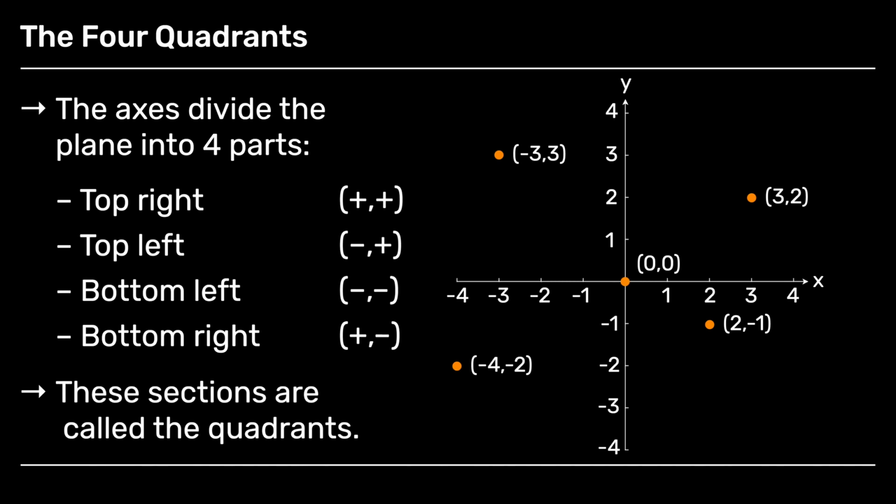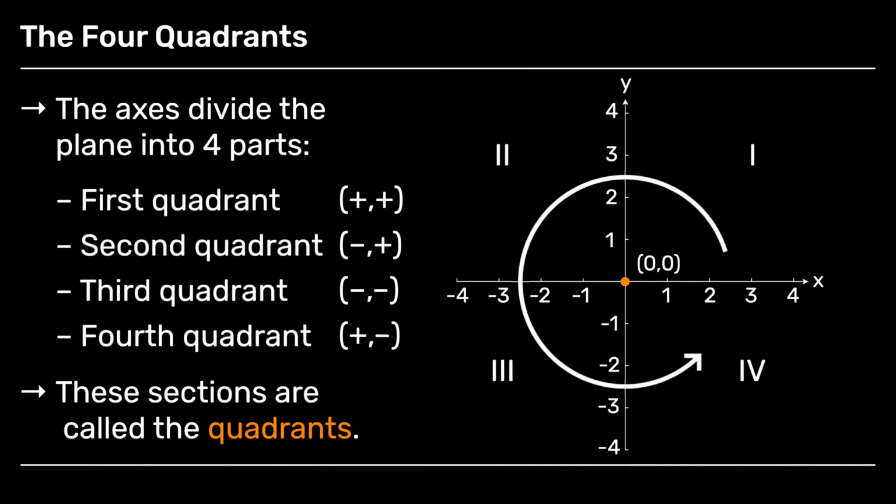Now, these 4 parts are often called quadrants. So the prefix quad is familiar to you in words where the number 4 is involved. For example, a quad bike has 4 wheels. And so we call these quadrants because there are 4 of them. And it's sometimes convenient to have names or numbers for these quadrants if we want to refer to them, the first, second, third, and fourth quadrant. And we number them anti-clockwise around the origin.